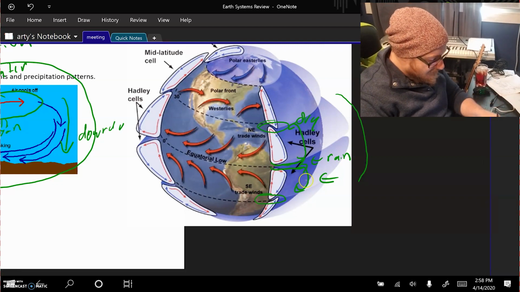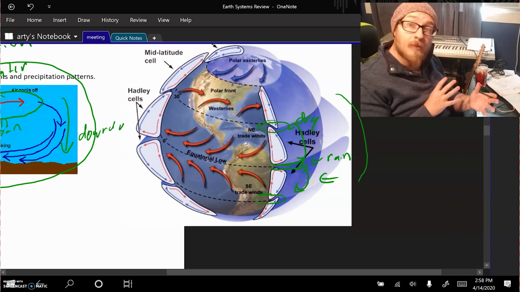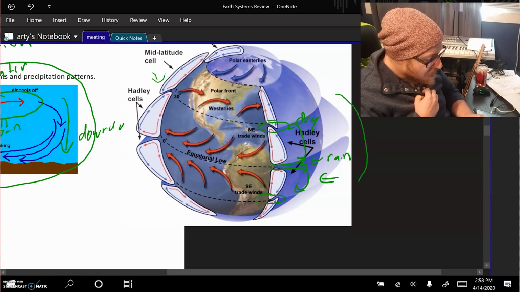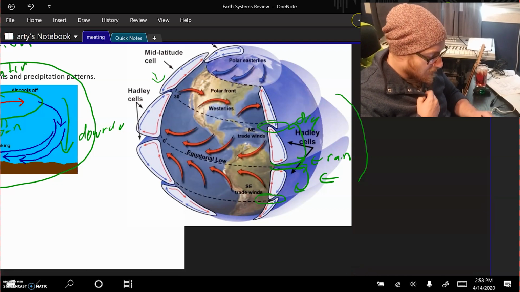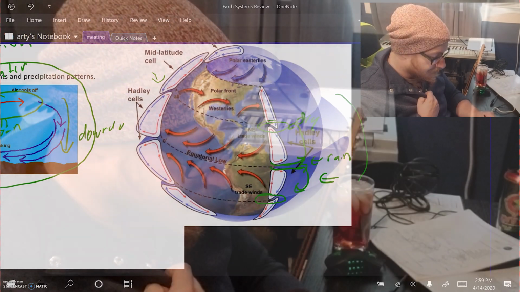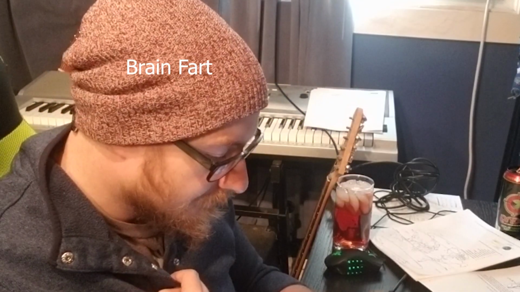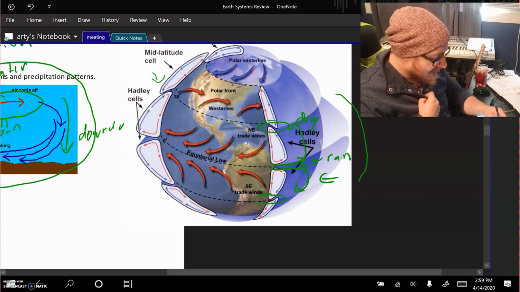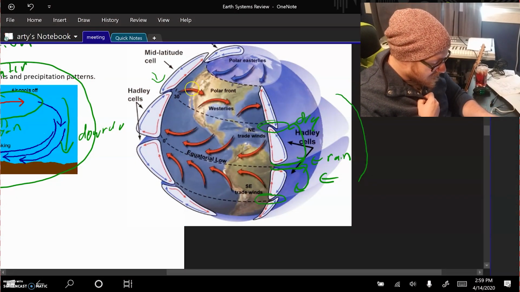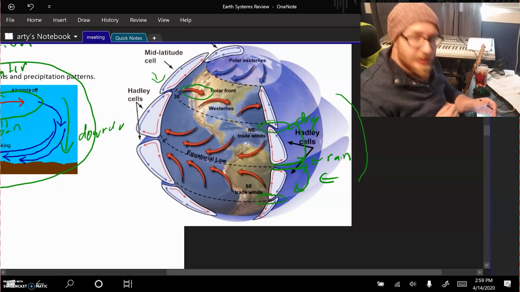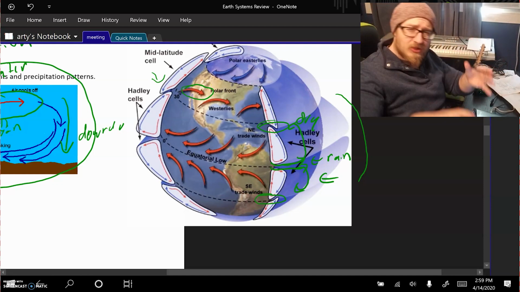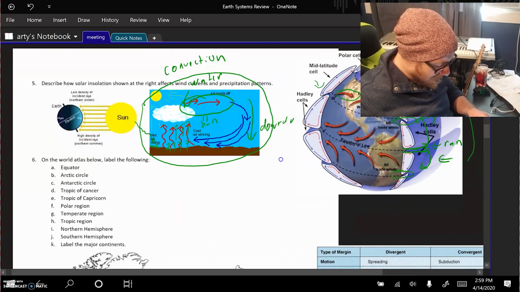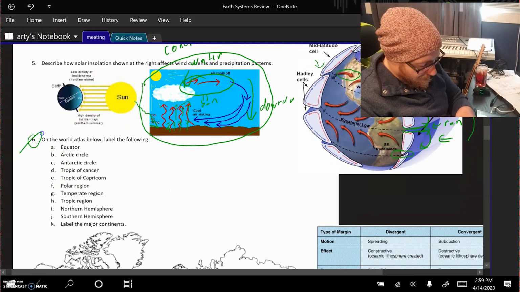Same thing actually happens along here. During the summer, we get more sunlight in the northern hemisphere, right? And you're going to get these updrafts occurring somewhere near the temperate regions, which is going to cause seasonal rains to occur. Let's move on to the world atlas below.